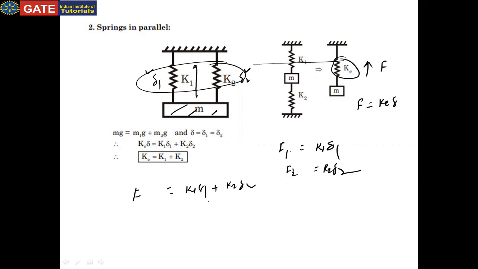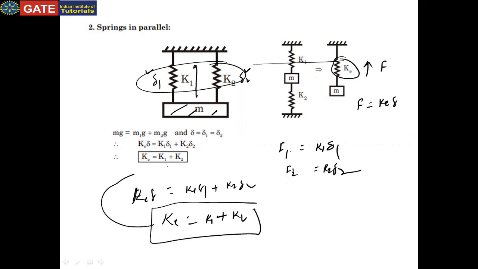Now, this is the KE delta. So delta, delta, delta everywhere same. So what you may get? KE is equal to K1 plus K2. It's your common analysis only. This is the result. Now, what is the important? This derivation is important. Do you have to remember the final result?